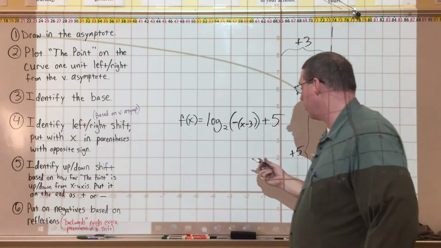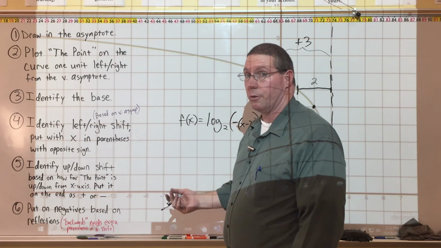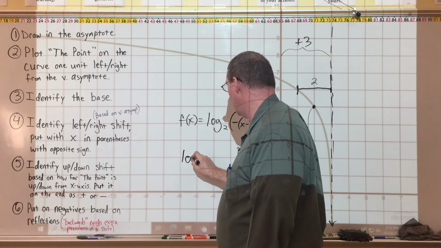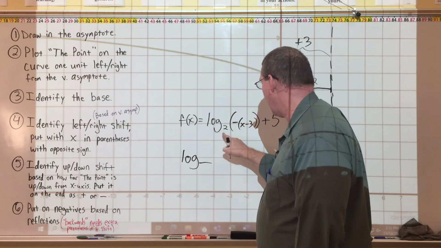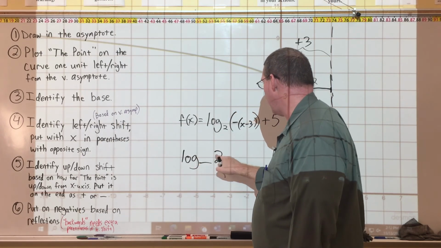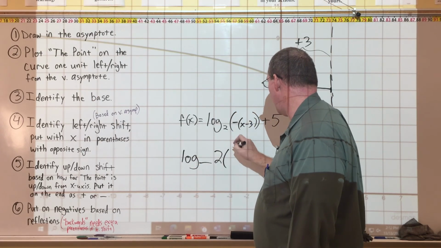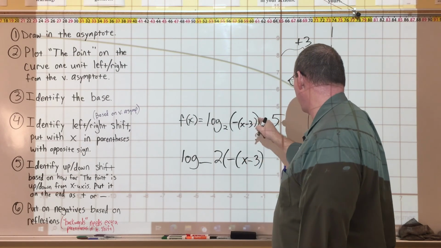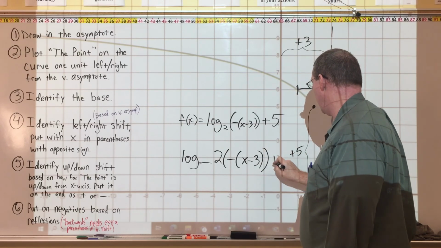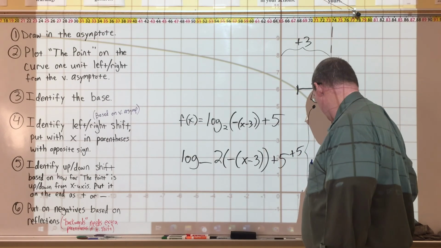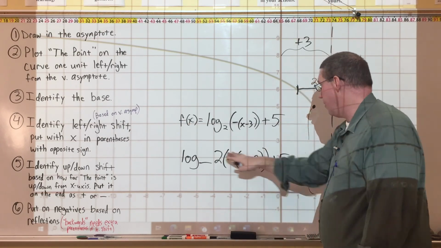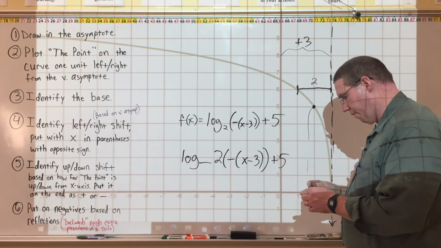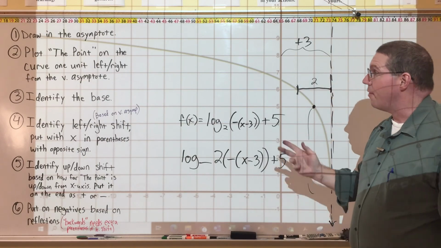If I want to put it in the calculator, well, actually you could do it with the calculator too, but if I wanted to put it in a computer, I would write log, then an underscore for base, then a 2, log base 2, parenthesis, negative, parenthesis, x minus 3, close parenthesis again, then a +5. Okay, and this is what you would key in, and that would represent this expression as the function of this graph, and that is it.